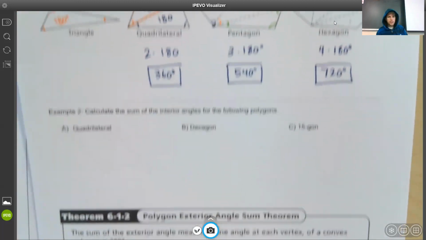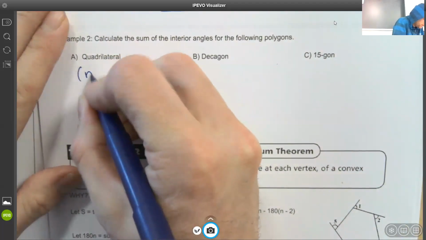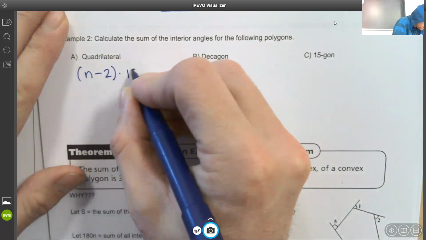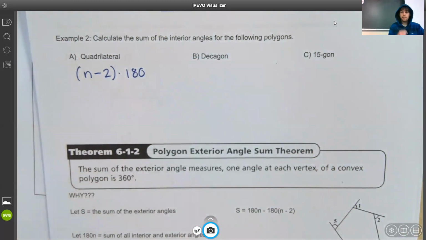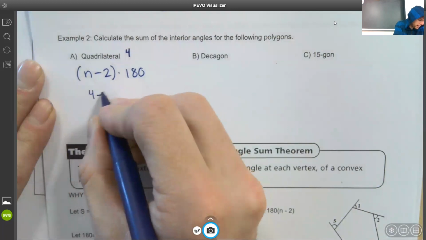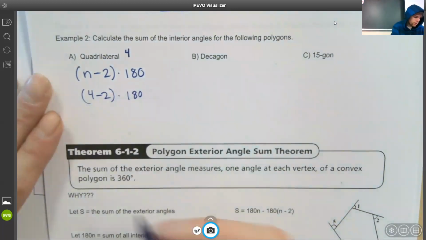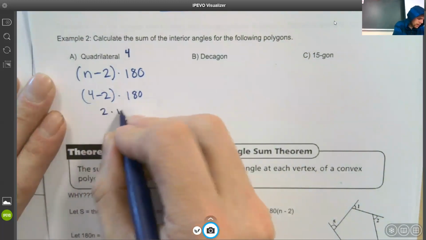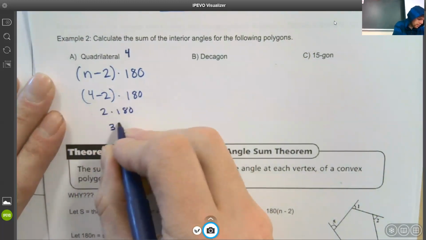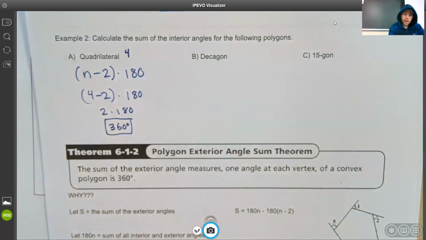All right, let's go ahead and move forward here. So let's calculate the sum of the interior angles of the following polygons. So for a quadrilateral, again, we're using this formula where n is the number of sides. So a quadrilateral has 4 sides. So that's 4 minus 2 times 180. I know we just did this up there, but I want to reiterate using it, which is 2 times 180, which is 360 degrees. So for all quadrilaterals, the interior angles will add up to 360.